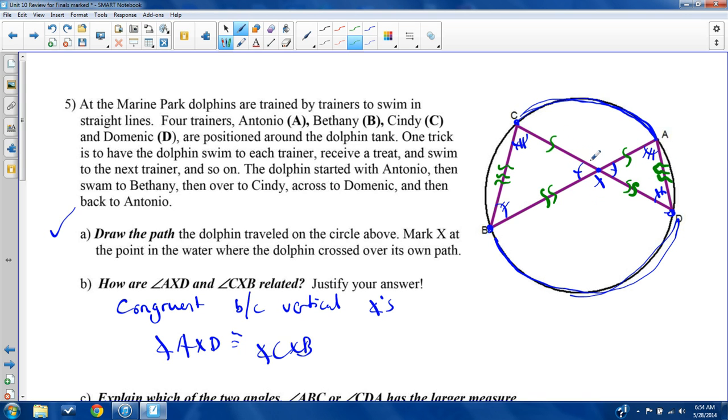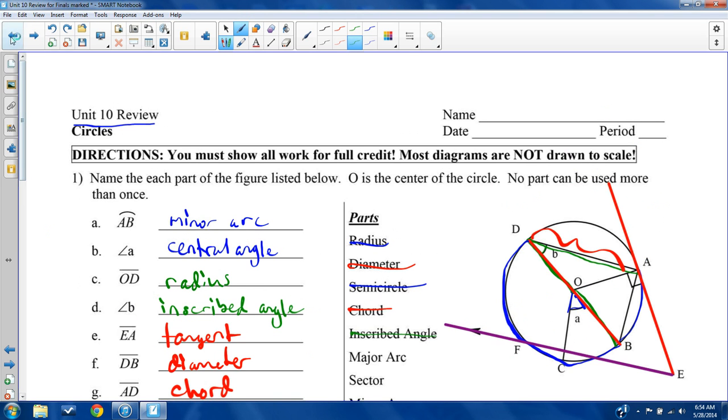AX is not congruent to CX, but AX over CX is equal to DX over BX. That side ratio, DX over BX, there's a similarity thing you can do there. Or, we've done this product stuff before. Check out your circle stuff sheet right here.